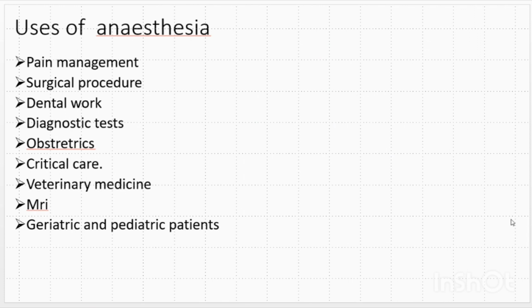Next we will move on to the use of anesthesia. Why do we give anesthesia? What is the use of giving anesthesia? In which field do we give anesthesia? To reduce the pain. The main thing is to reduce the pain. For pain management, we will give some anesthetic drug according to the patient's current health status.